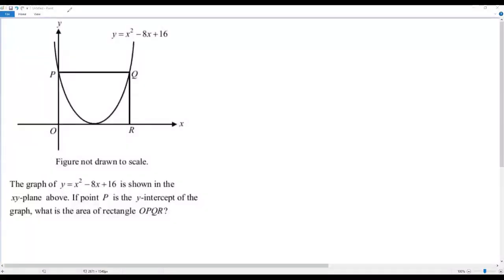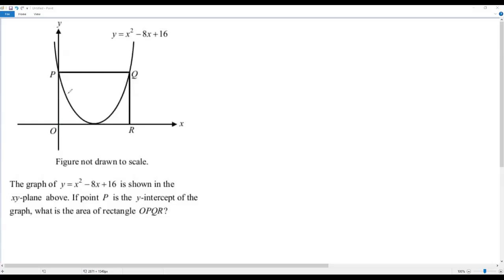Here we have a SAT math problem. Okay, let's go to the question. The graph of y equals x squared minus 8x plus 16 is shown in the xy-plane above. If point P is the y-intercept of the graph, what is the area of rectangle OPQR? So here OPQR is a rectangle and we have to find the area of it.